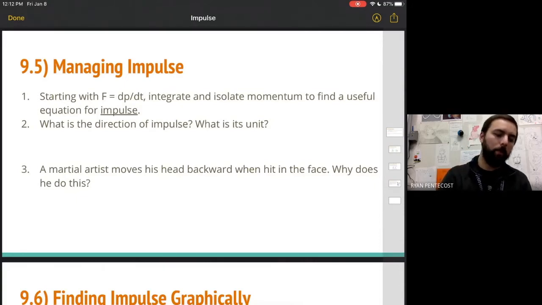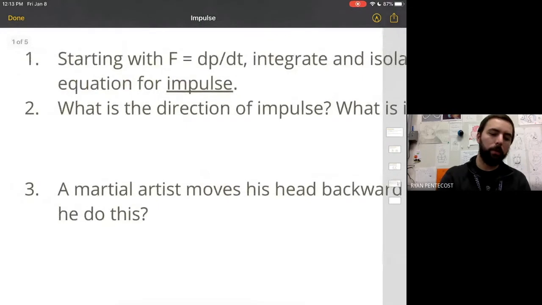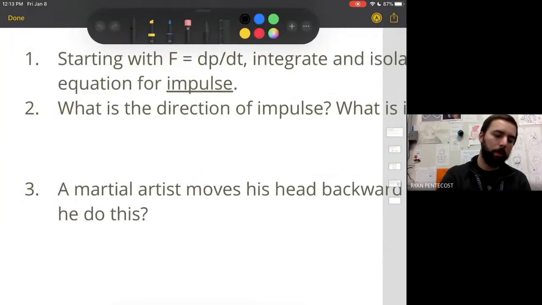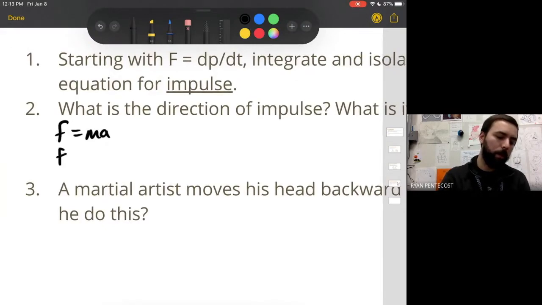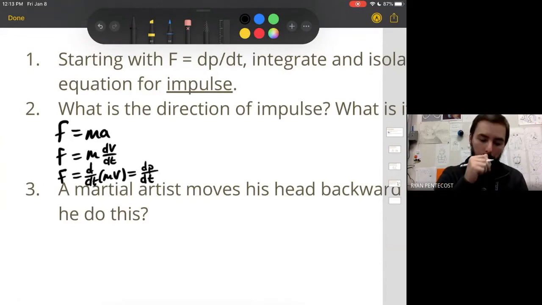So how we get F equals dp/dt, I'll show you that real quick. That starts with F equals ma. A is just the derivative of velocity with respect to time. Then you get F equals the derivative with respect to time of mv, which is the derivative of momentum over time, because mv is momentum, right? So that's how we start there.